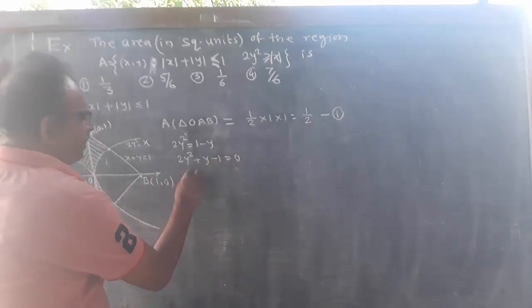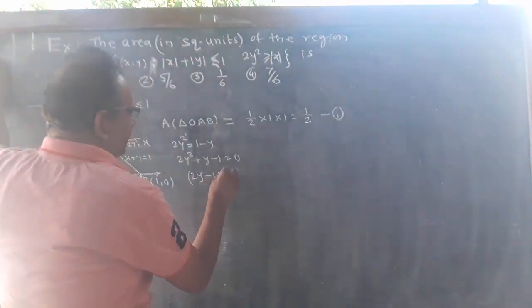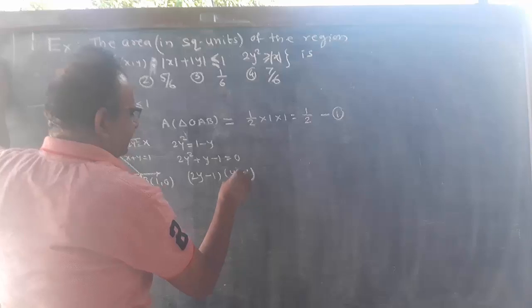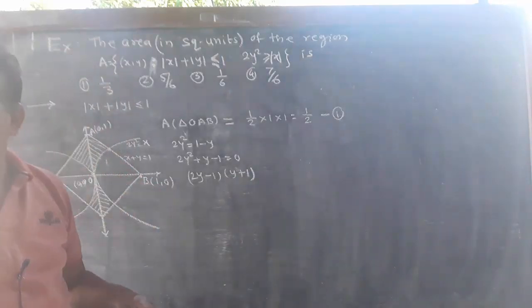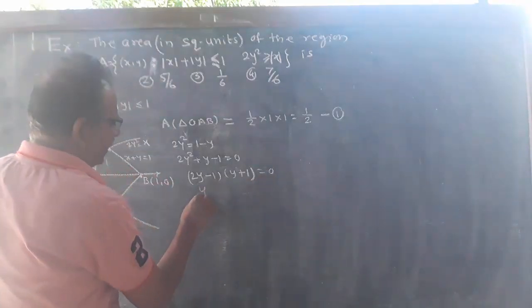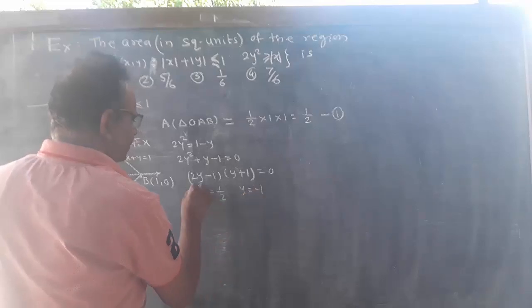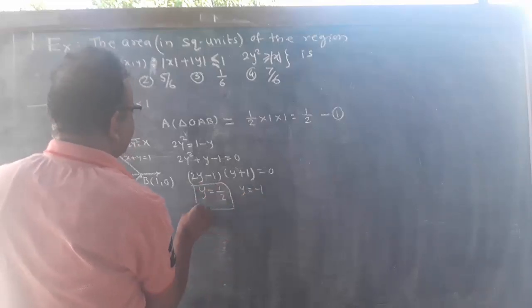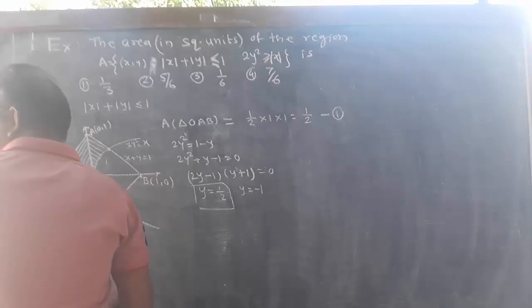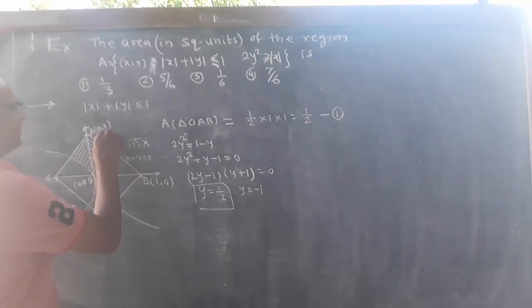Its factors are (2y minus 1) into (y plus 1), and this is equal to 0. This gives y equal to 1 by 2 or y equal to minus 1. In the first quadrant, y equal to 1 by 2 is the value. As y equal to 1 by 2, x is nothing but 1 minus y. Therefore, this point is (1 by 2, 1 by 2).